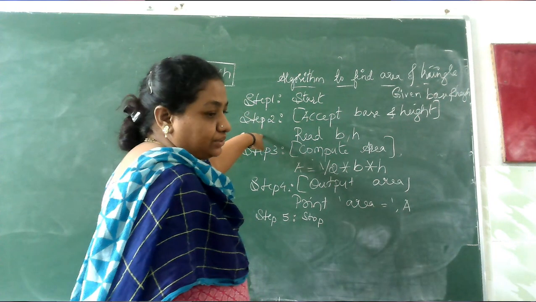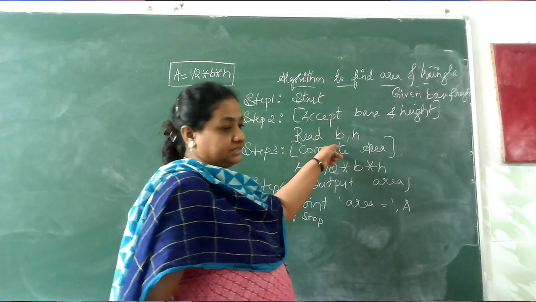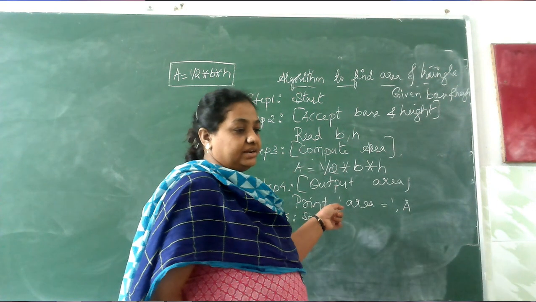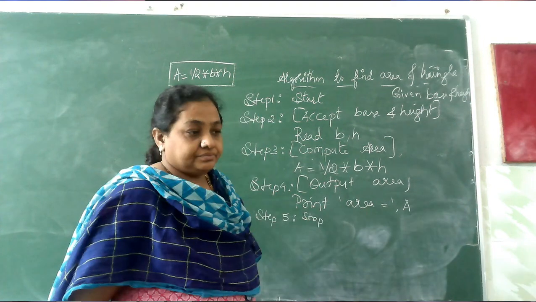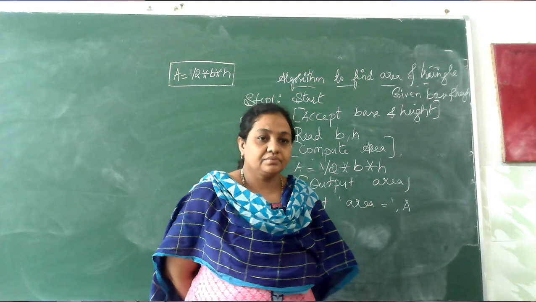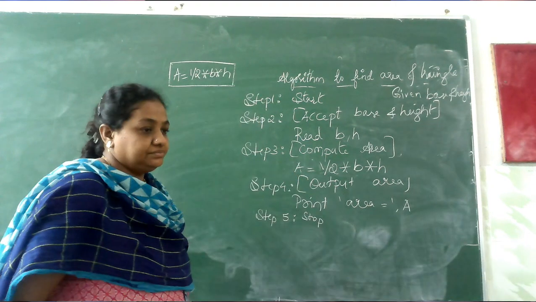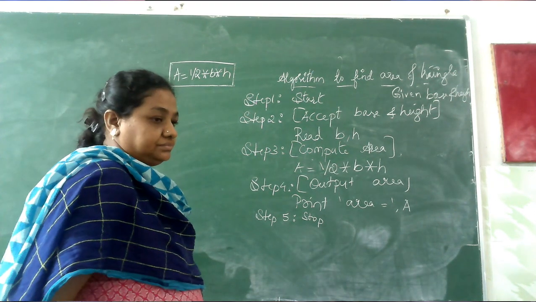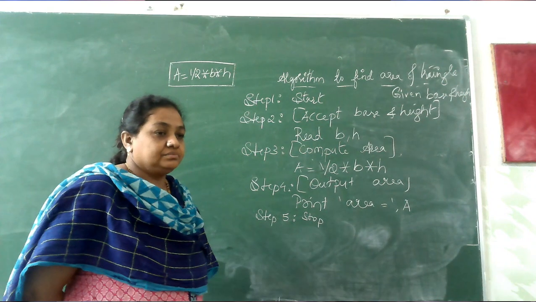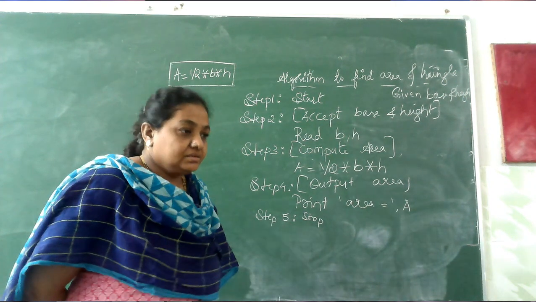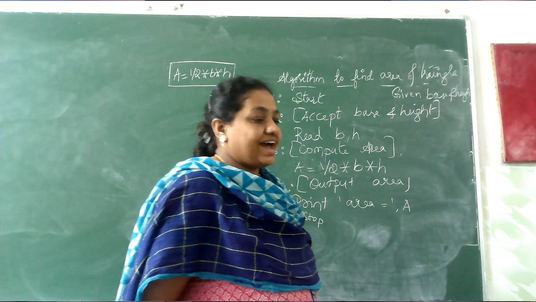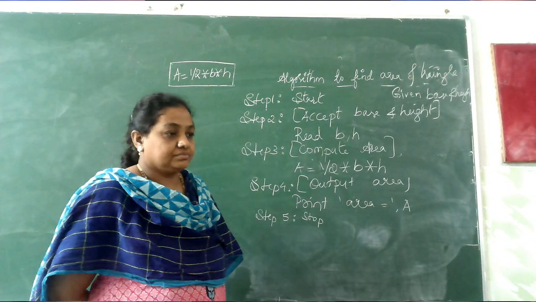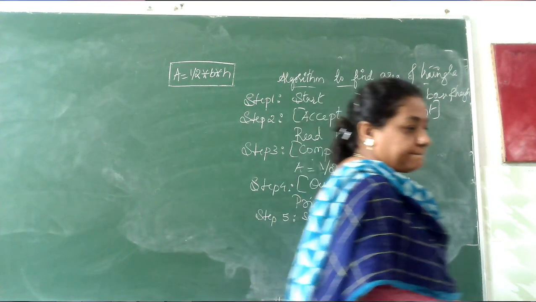Accept base and height. As I have explained in earlier classes, for accepting we use read or input statement to accept the data from input devices. When a computer is accepting the data from input devices, the same we represent with input or read statement. So we are accepting base and height, and after accepting, we are multiplying base and height with half so that we get the area. So we are calculating area.